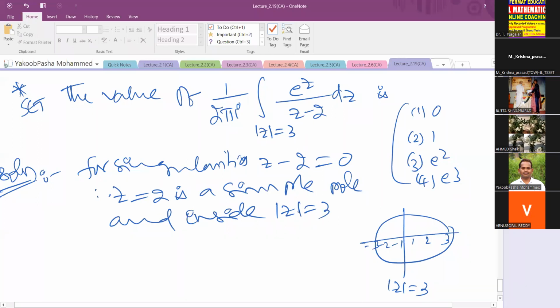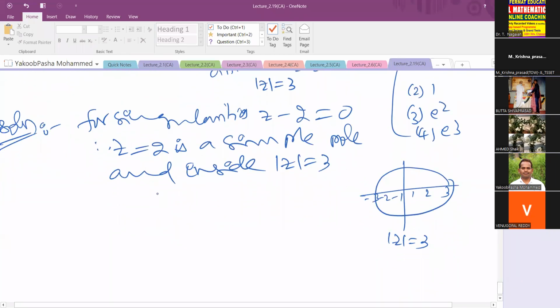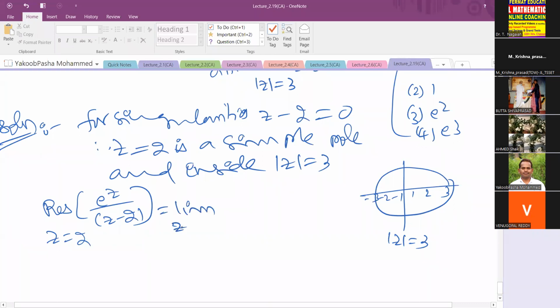So we can calculate the residue at z is equal to 2. Same process. Simple pole. So the residue of the function e power z divided by z minus 2 at z is equal to 2 is equal to limit z tends to 2 of (z minus 2) into e power z divided by (z minus 2). Simply, z minus 2 will be cancelled, this is equal to e square.